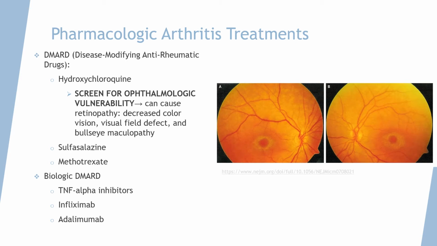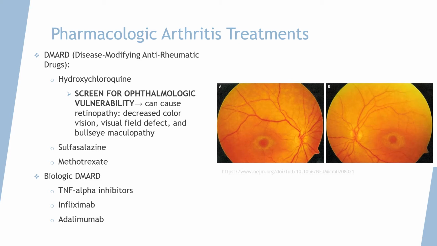Pharmacological treatments for rheumatoid arthritis include the famous DMARDs, or disease-modifying anti-rheumatic drugs. An example of that is hydroxychloroquine. But beware of the ophthalmologic vulnerability, or the side effect, of this drug. This can cause retinopathy, overall decreased color vision, visual field defect, and this characteristic bullseye maculopathy. Look at this target-shaped pattern shown on the two fundoscopy pictures on the right.